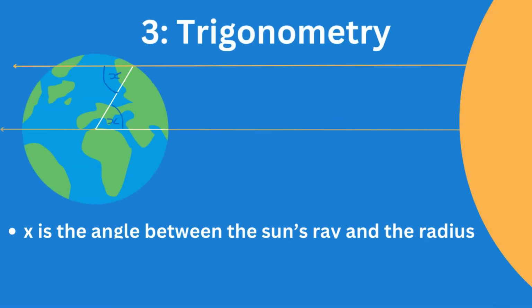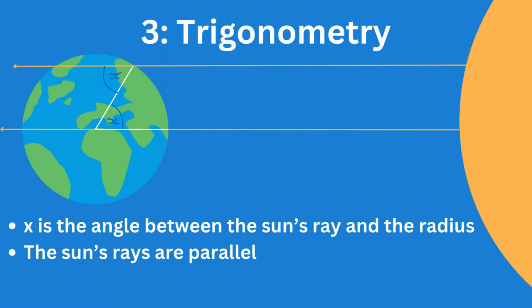The sun is very far away. That means that when its light rays arrive at Earth, they are all approximately parallel. This is good news for us, because the rays line up with our triangle, as well as lining up with the centre of the Earth.